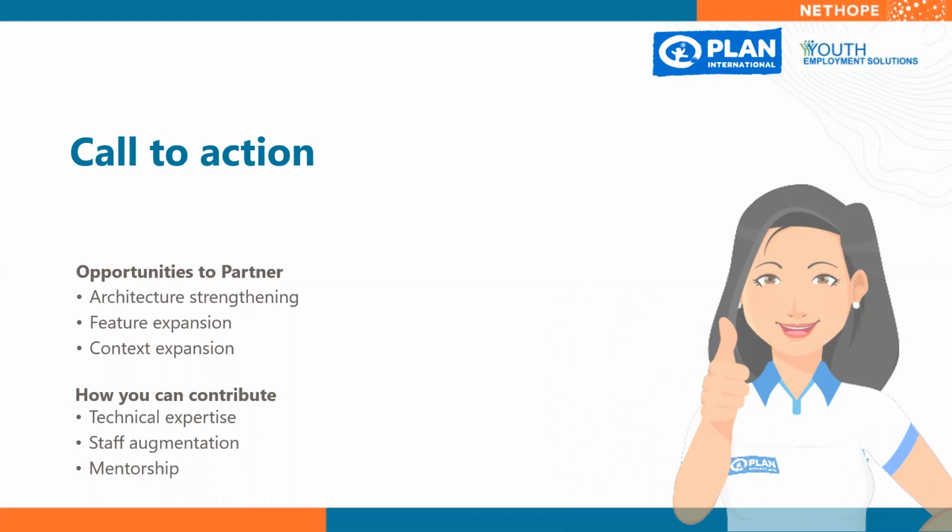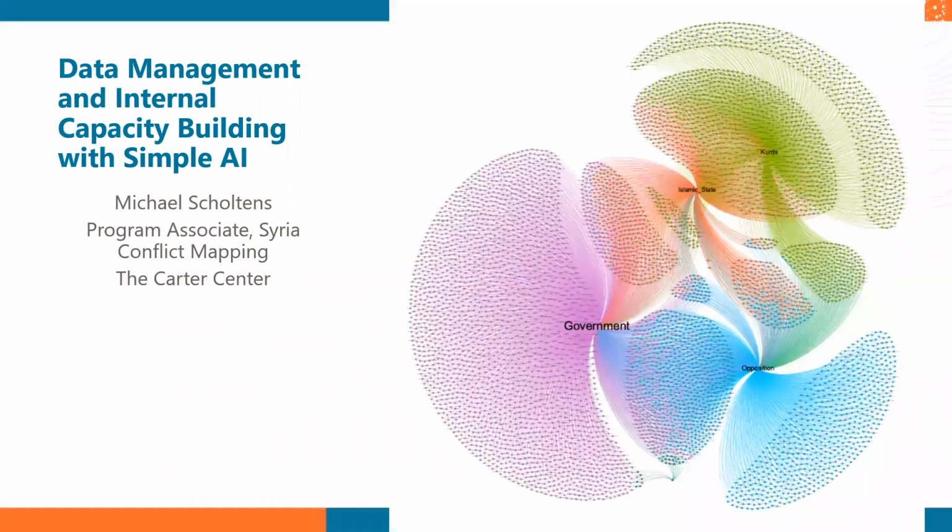So next up, if you click to the next slide, Madeline, is really an example of how one of our members is using AI internally and specifically to augment the work that they're already doing. For that, we have Michael Schultz, the program associate for the Syria conflict mapping at the Carter Center, who will take us through the same 8 questions and share the lessons learned from this specific implementation. Over to you, Michael.